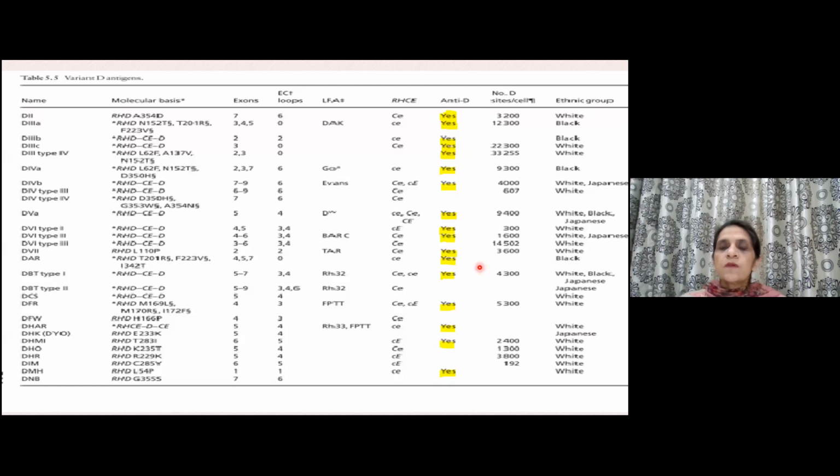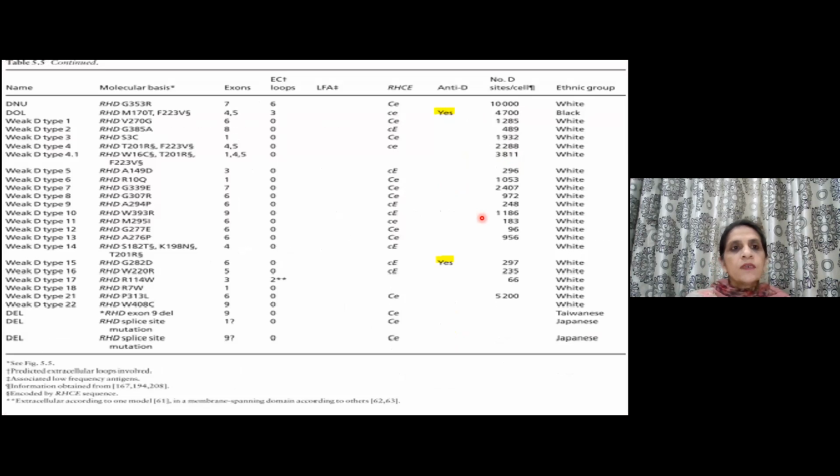And these are the number of D antigenic sites. While there are a few hundreds in some of the variants, they are up to even more than the conventional D antigen in some of the variants. So that is why they can give varying reactions with different anti-D reagents used, and thus it may create a problem for the transfusion persons.